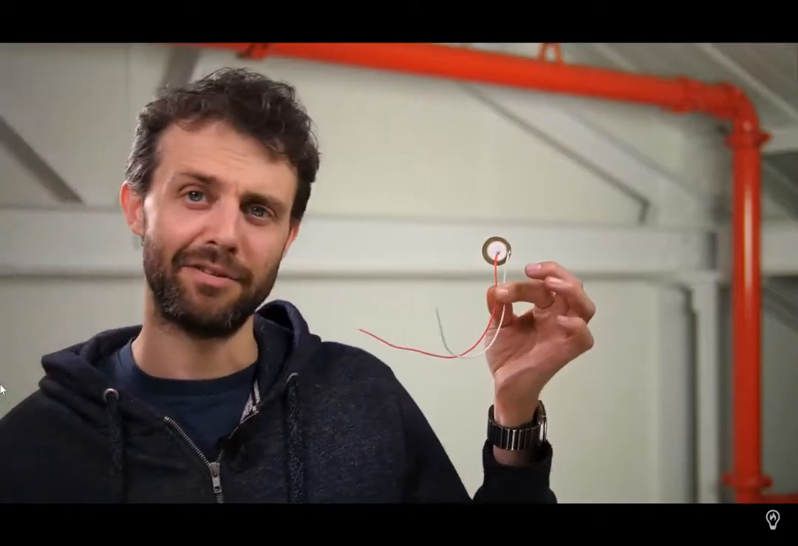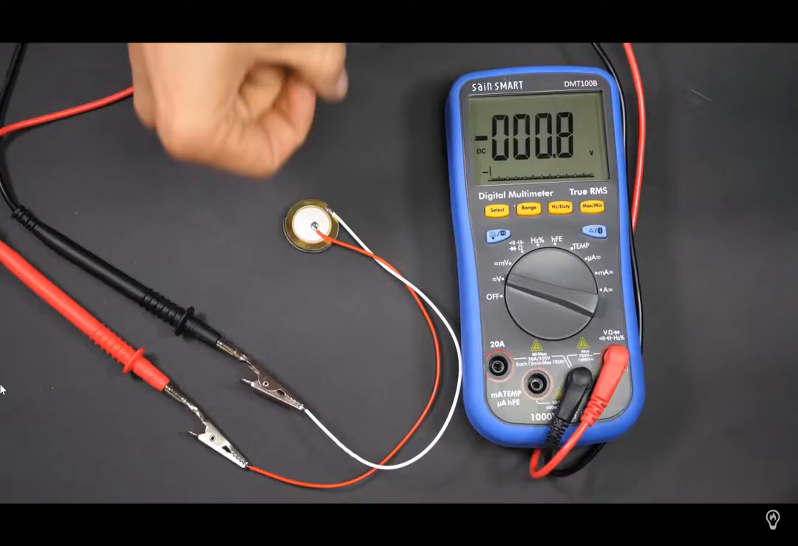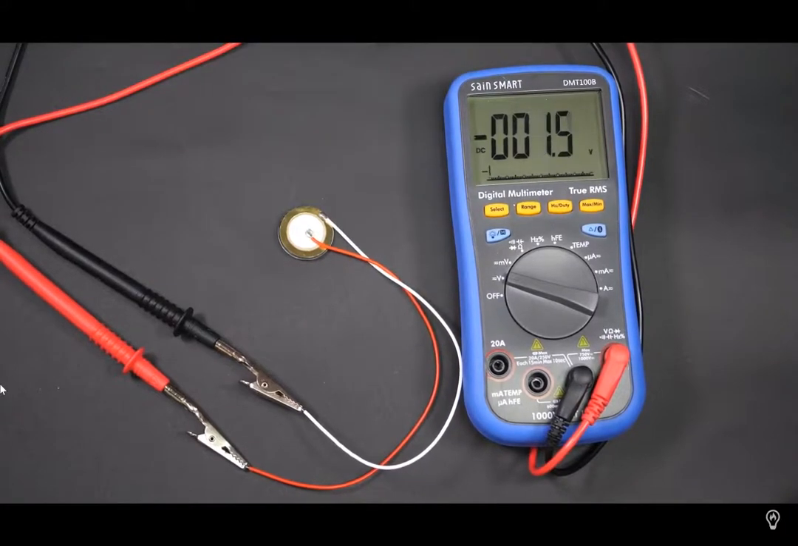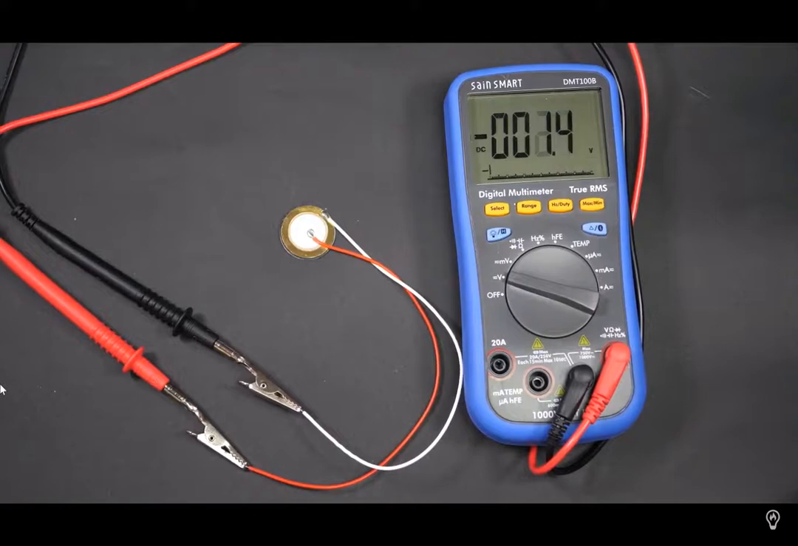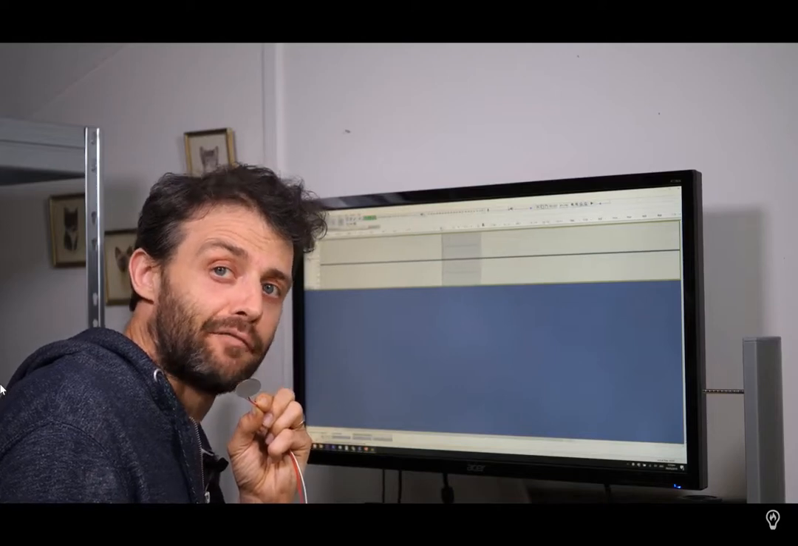This is a piezoelectric disc. It's probably not quartz, it'll be something else. And if I press down on the disc, I can get a bit of a voltage across it. It's sensitive enough to be used as a pickup for sound, so I can actually use it as a microphone. It's not a great microphone, but it is a microphone.